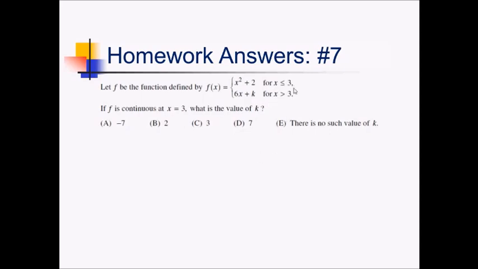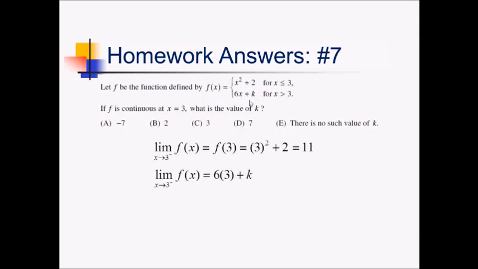Left side limit at 3 also happens to be f of 3 because we have the equals here. So that's going to be 3 squared plus 2 using that first rule. So that comes out to 11. The right side limit, we're going to use this second rule where x is greater than 3. So that's 6 times 3 plus k, which is 18 plus k. And because we're guaranteed this is continuous, that means 11 and 18 plus k must equal each other. Subtracting 18, we get k equals -7. That's choice A.